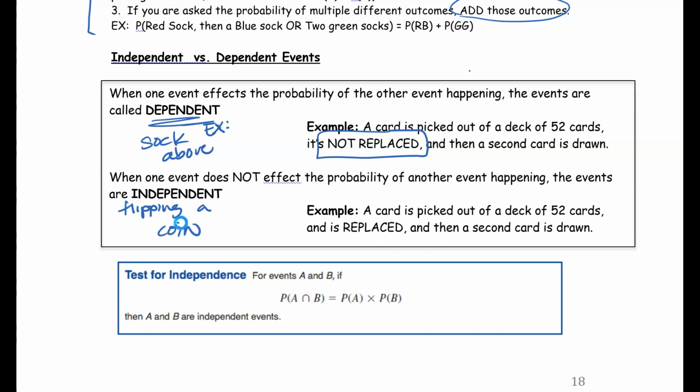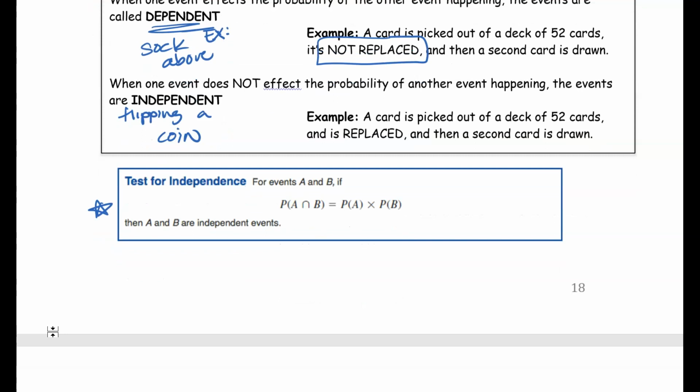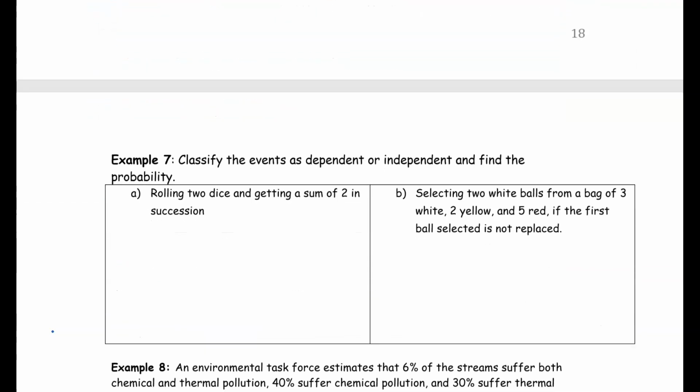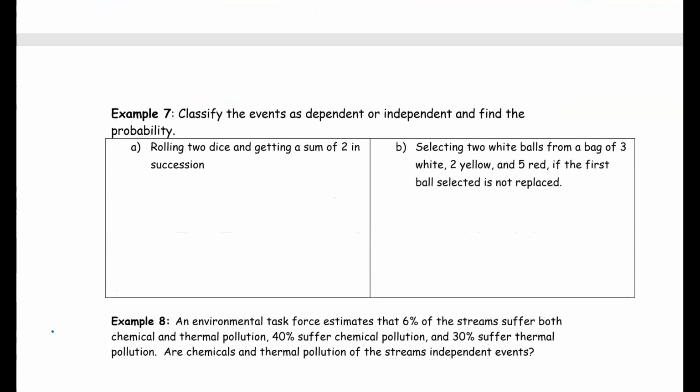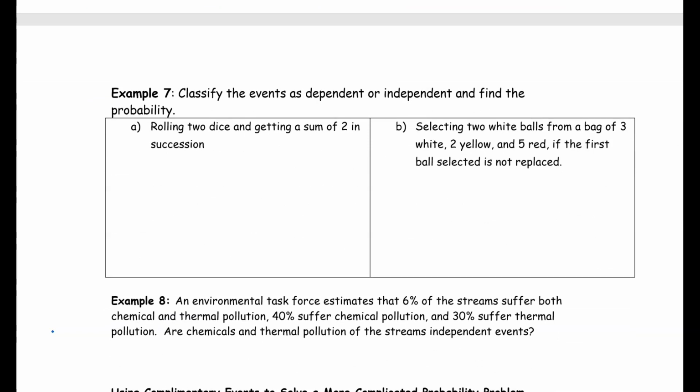you could flip a coin 1,000 times and it does not matter what the results are for those first 1,000 times. That 1,001st time is not going to be affected by those first flips. So sometimes there's a formula that's helpful for the test for independence. We're going to come back to that. We're going to do an example and then we'll come back to this formula. So let's do example 7 first. We're going to classify the events as dependent or independent and then find the probability.